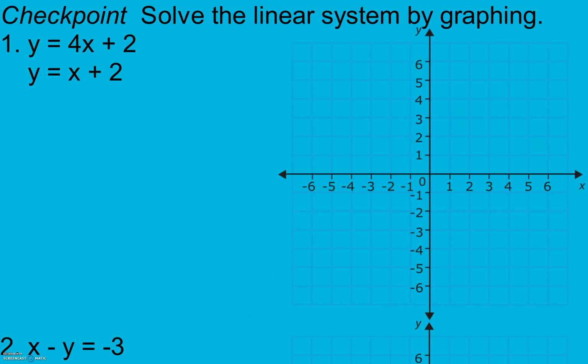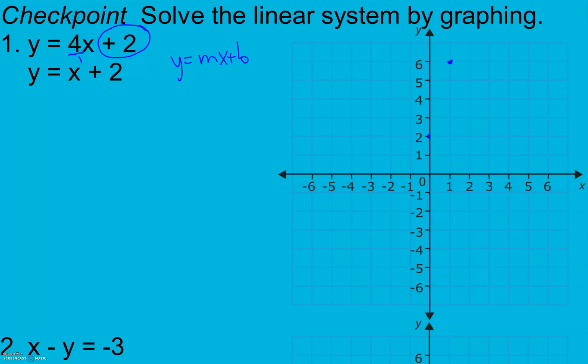Feel free to pause here and give these a try if you'd like. We're going to solve the linear system by graphing. So in number 1, I have y equals 4x plus 2. Y equals x plus 2. So both of these, since they're y equals, tells me they're in slope-intercept form. In my first equation, I'm going to start at 2. And here my slope is 4, and I'm going to write that as 4 over 1. So I go up 4, right 1.